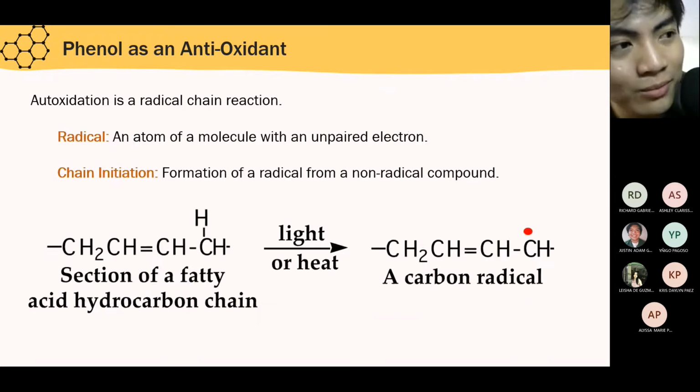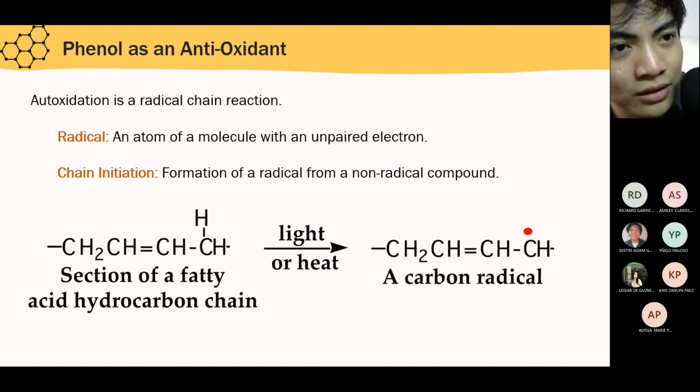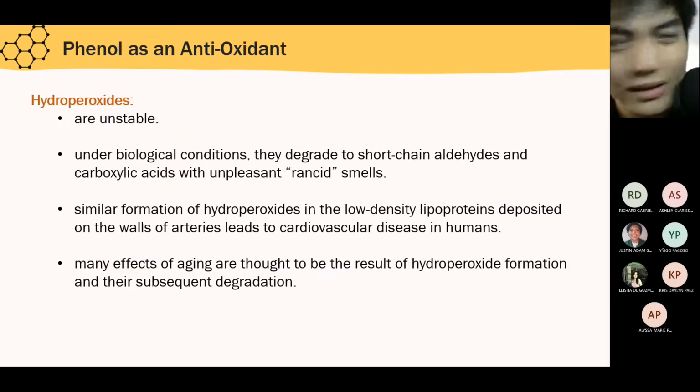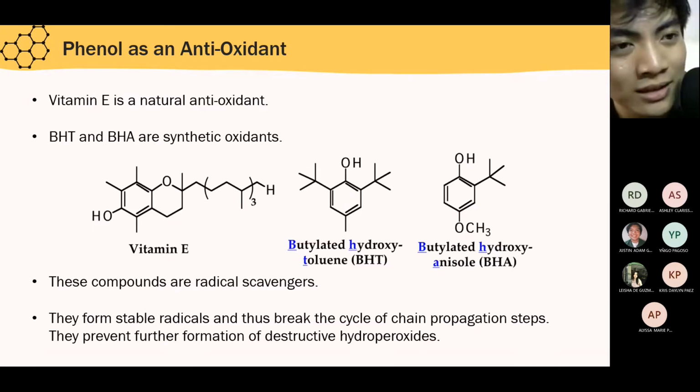So, this similar process can also happen inside us, especially when we are subjected to heavy workloads, no? May hirap na assignment na binibigay ni sir. Ayan, may hirap na quiz, may hirap na exam. So, always bombarded tayo by stress, no? So, that's why we need to drink antioxidants, okay? So, antioxidants, commonly for those antioxidants, they contain the phenol group, okay?